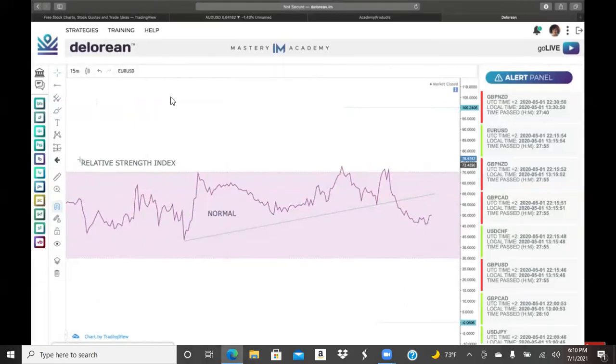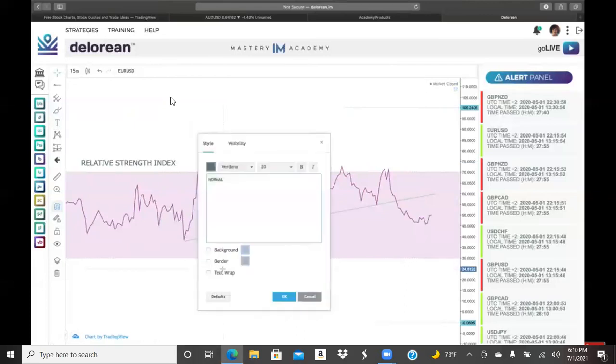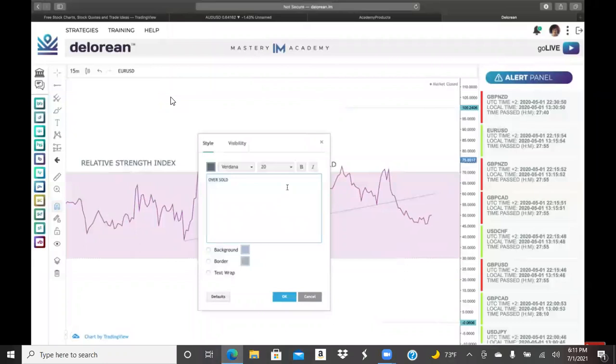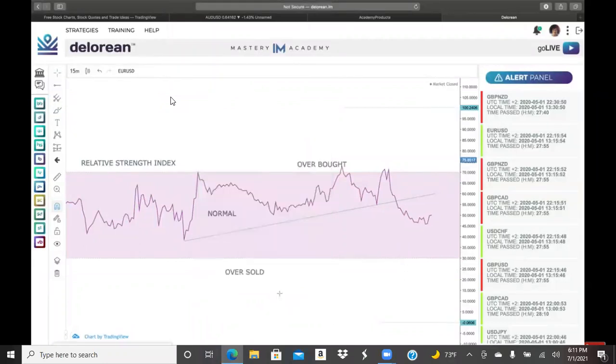So when we look at this, the bottom area outside of that purple stands for oversold. This area outside of the purple is oversold. We go up top, this is overbought. Okay, so you see that we have just three regions: normal, oversold, overbought. And all we have to do is simply take a look at where this purple line is to understand where the market is.